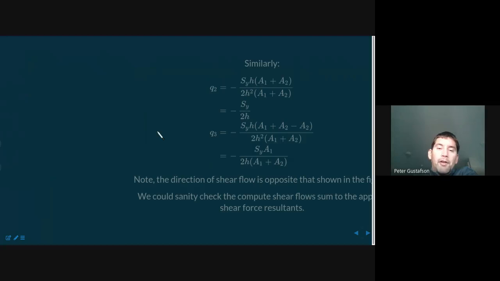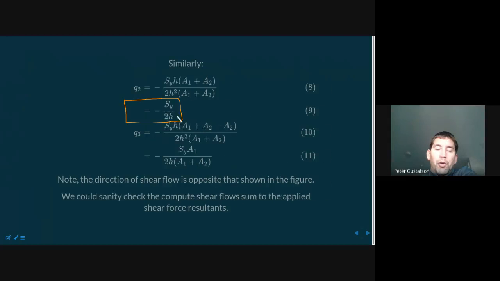If we multiply this term by Q2 and by 2H, the 2H then cancels. Keeping in mind that our assumed direction of Q2 was down, as our diagram had it, and of course our SY was up, the minus sign here confirms that the two are equal. So there are a couple of good sanity checks on the calculated outcome.